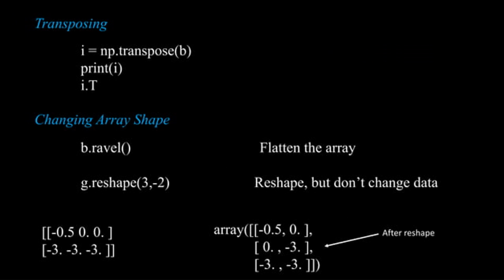Now transposing. I is equal to np.transpose of B, print I. I.T, changing an array. B.ravel, flatten the array. G.reshape.